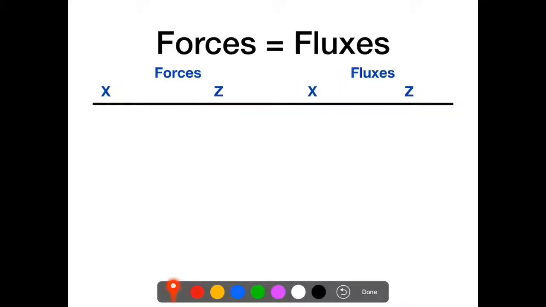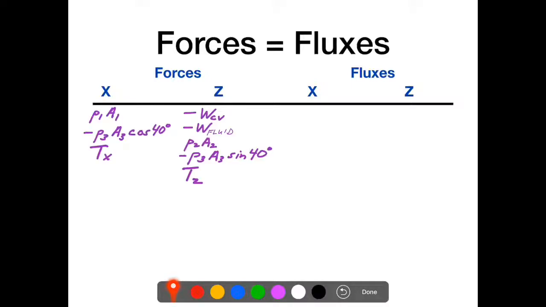So I think it's best to make a table. So I make forces on the left and fluxes on the right. We have our x and z components for each. And now all we're going to do is populate the table with all of the different forces and fluxes that we dealt with before. So in the x direction, we have all of these. These are the same ones we had before. In the z direction, we have all of these. We're careful to keep all of our signs correct.